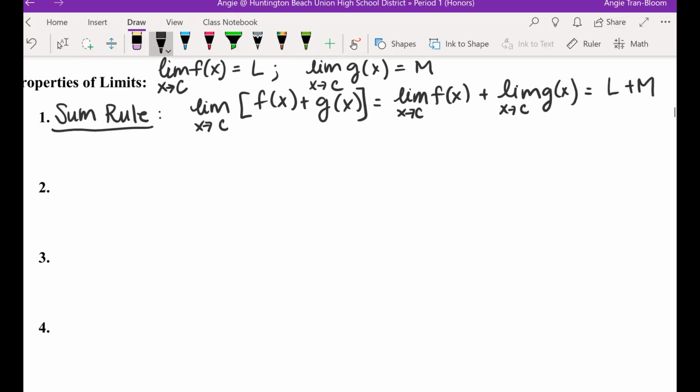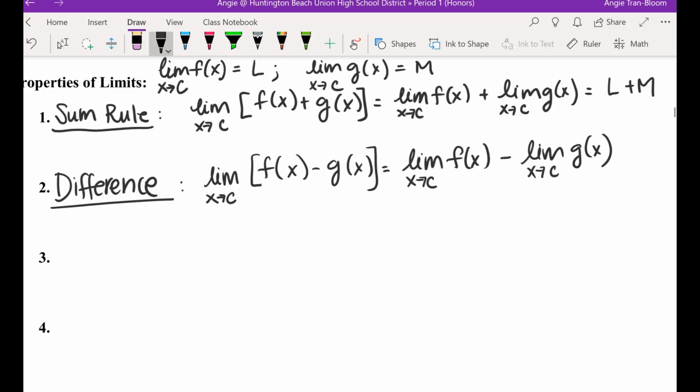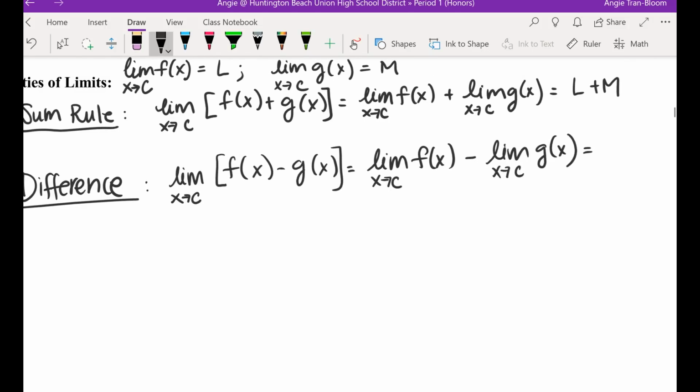So that's the sum. You could also do the same thing for the difference. So the limit as x approaches c, what if I want to do f of x minus g of x? Well, you can find them independently and then subtract. So the limit of f of x as x approaches c, take away the limit as x approaches c of g of x, which means it's just L minus m.